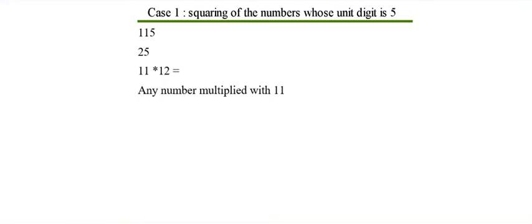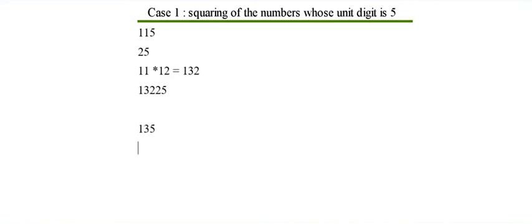I hope it's clear. Now what is the shortcut here? 11 into 12. Now 11 into 12 is what? You tell me. That should be 132. That means to say my answer for 115 whole square will be 13225.